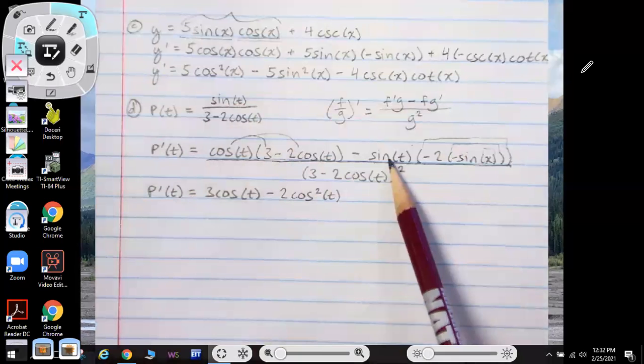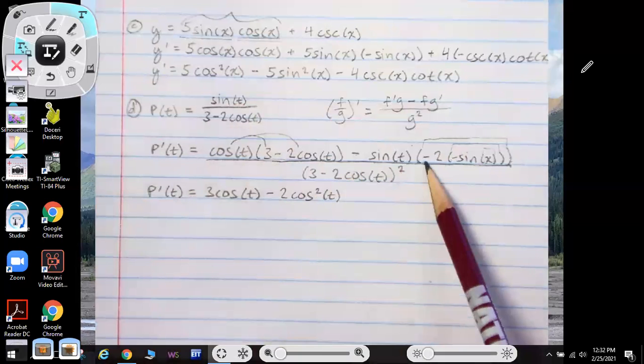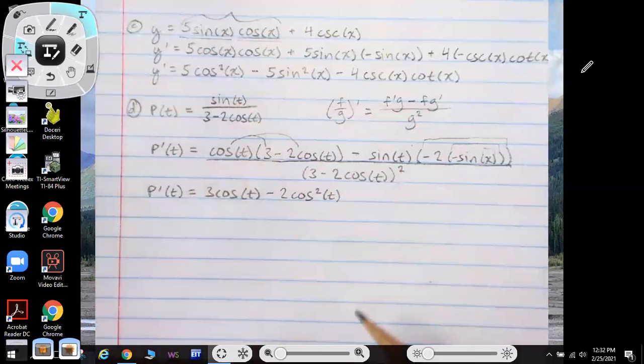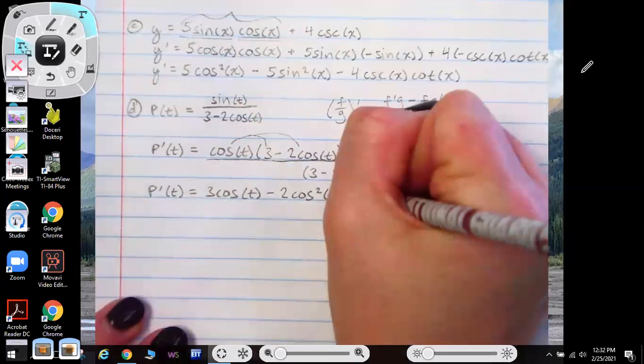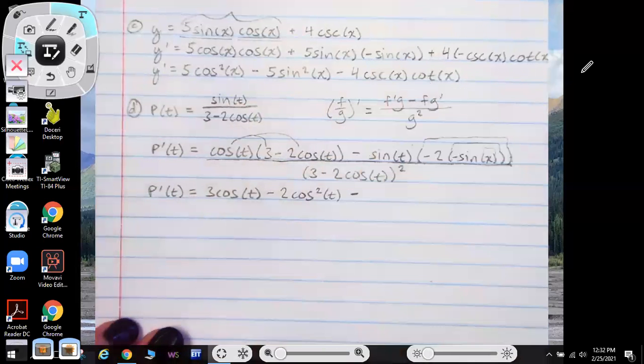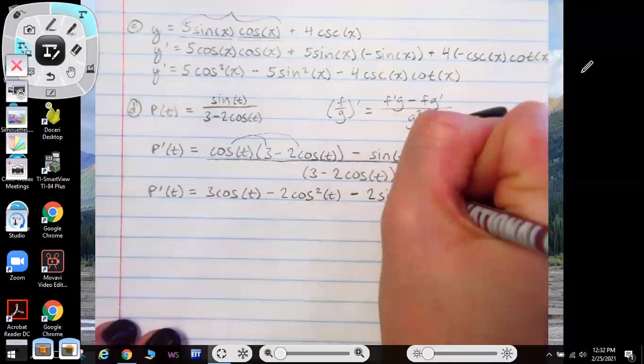And then over here, we basically have negative sine times -2 times negative sine. Negative times a negative is a positive, times another negative is negative. So we'll use a minus sign. And then we've got 2 sine squared of t.